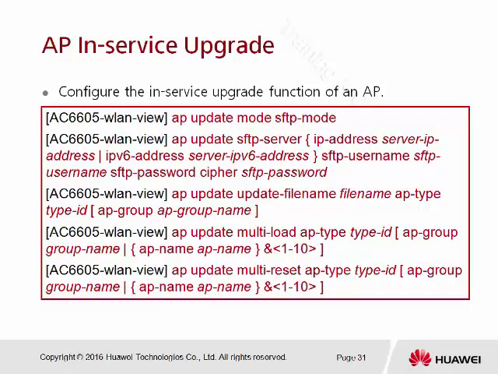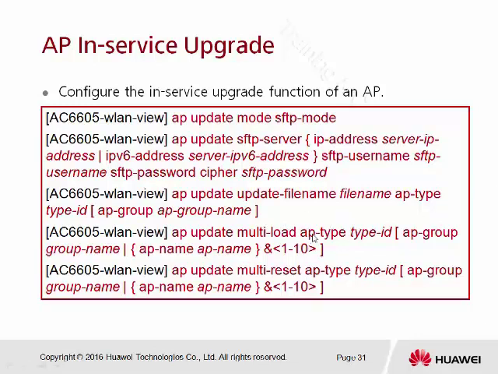So the in-service upgrade does the same thing as the previous one. What's the main difference here? As we can see, they're still using the FTP mode to do the upgrade. They point to the FTP server with the username and password, then the upgrade file name and AP type, exactly the same as the previous one. The only difference is you have to do it manually. When the APs are connected but not yet online, we use the command AP update multi-load. That means I'm going to push the file I get from the FTP server to all APs of that type.